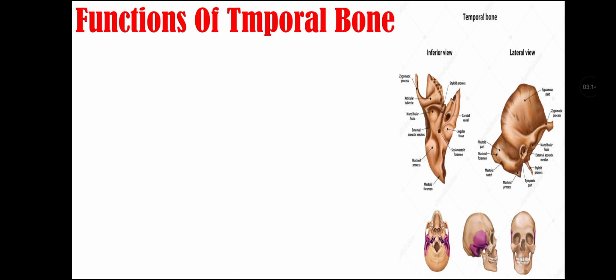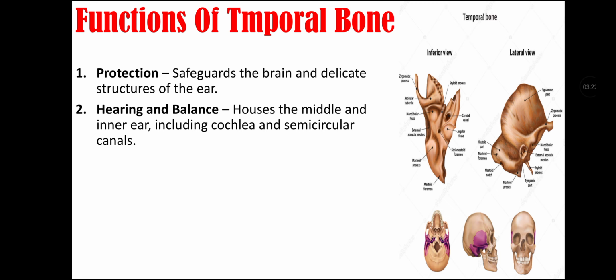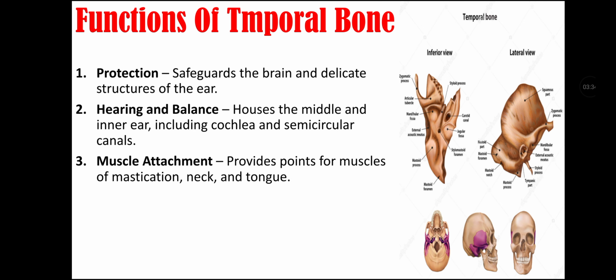Functions of temporal bone. First function is protection, as this bone safeguards the brain and delicate structures of the ear. Second function is hearing and balance, as this bone houses the middle and inner ear including cochlea and semicircular canals. Third function is muscle attachment, as this bone provides points for muscles of mastication, neck and tongue.